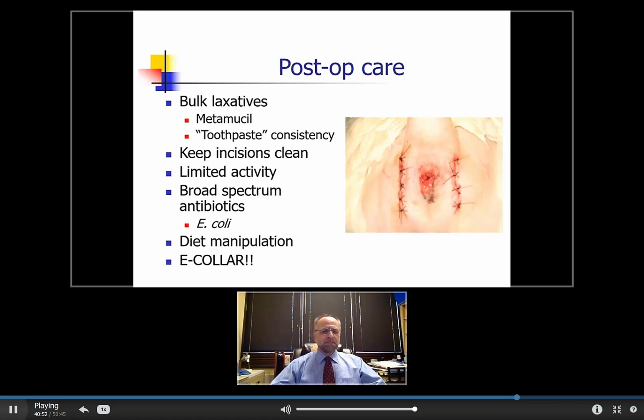Certainly keeping the incisions clean, having owners clean them after bowel movements and at least daily. We want to limit their activity because, again, we don't want them running or jumping. That's going to cause a breakdown in the repair here. I typically do put these patients on broad-spectrum antibiotics post-operatively, treating for gram-negative, so I like Clavamox for these patients post-op. We may manipulate their diet again to achieve a looser, a softer stool, and then e-collar again, just like with anal sacculectomy, in my opinion, is absolutely mandatory.